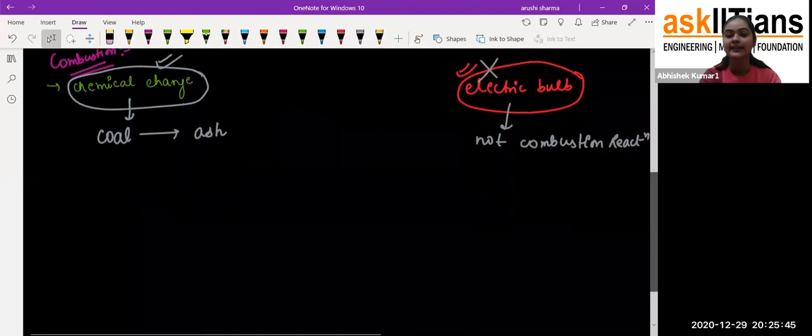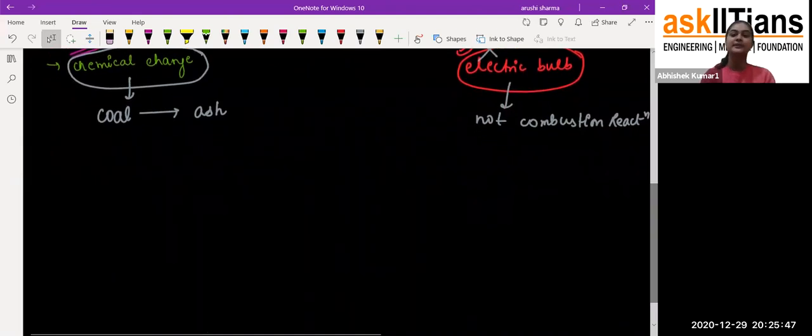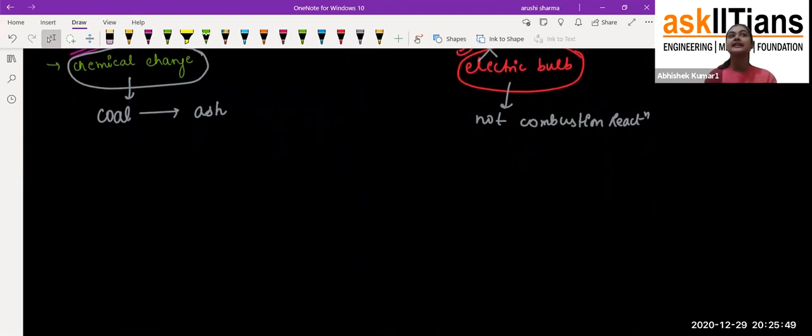Now, we have also discussed the difference: whenever you ask whether it is a combustion reaction or not, what you have to observe is whether its composition is changing. If its composition is not going to change, then it will not be a combustion reaction. For example, an electric bulb, or you can take the example of tube lights also, from which we are getting heat and light as well. So what we require is chemical change. Fine.